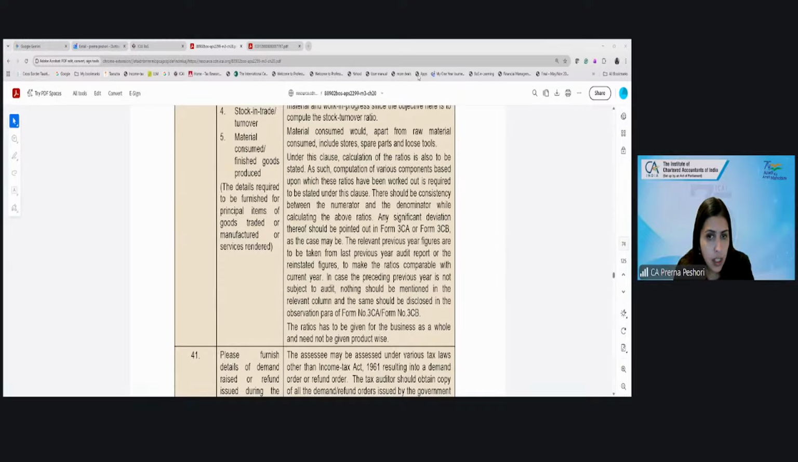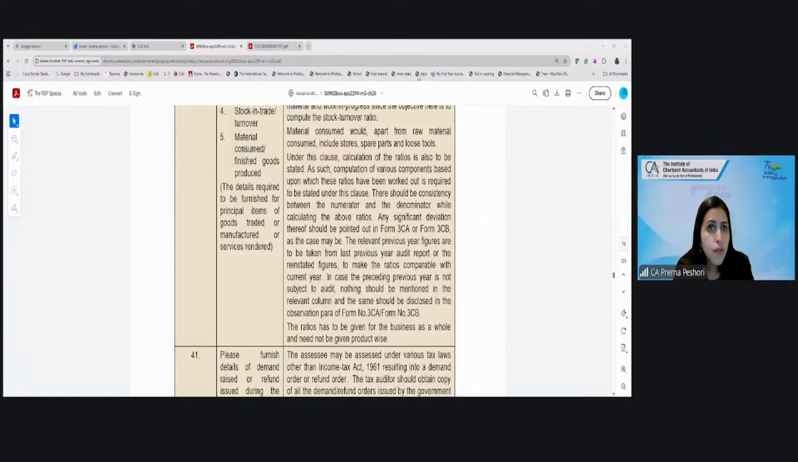Are we clear? So the gross profit ratio will be basically the gross profit divided by the total turnover. Right? The sales turnover ratio will be there. Net profit which is there, that will be taken up. Right?